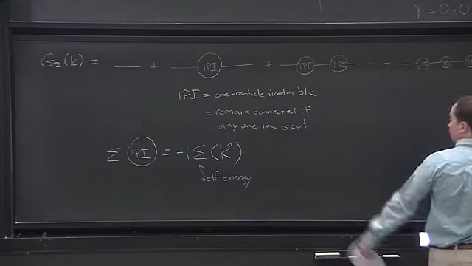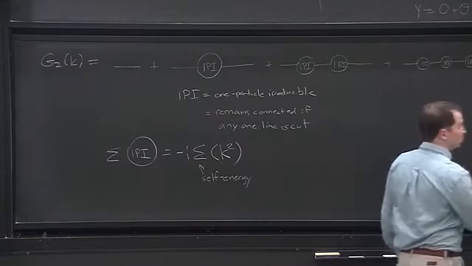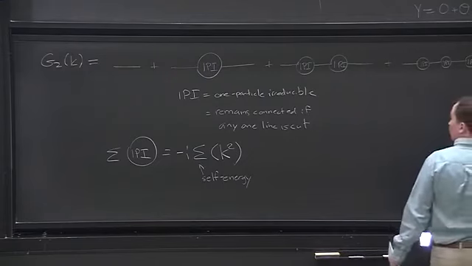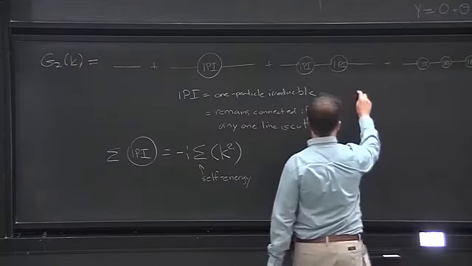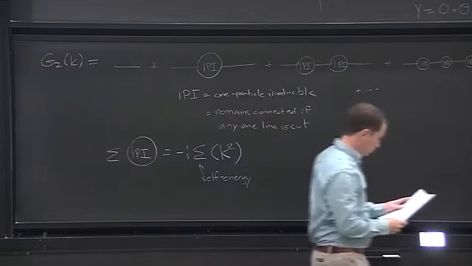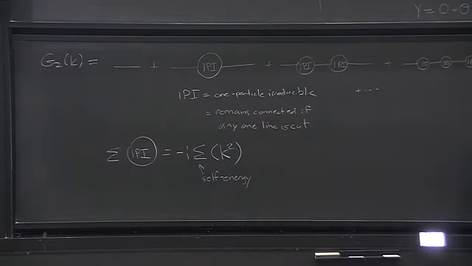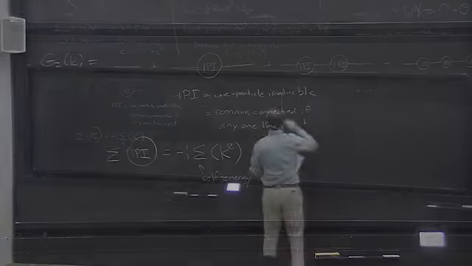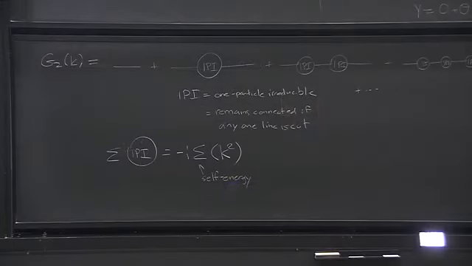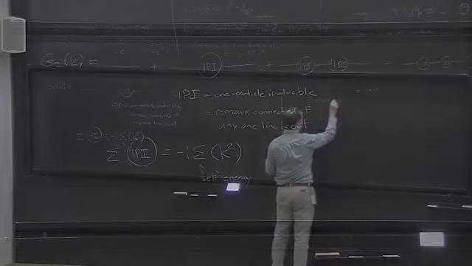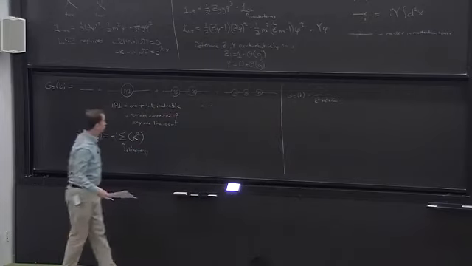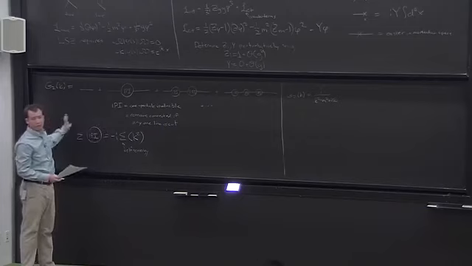So suppose we can compute the self-energy. We probably can't do it exactly, but we could do it at some order in perturbation theory. Then let's try to compute G2 of k. So G2 of k, our first diagram just gives us i over k squared minus m squared plus i epsilon.